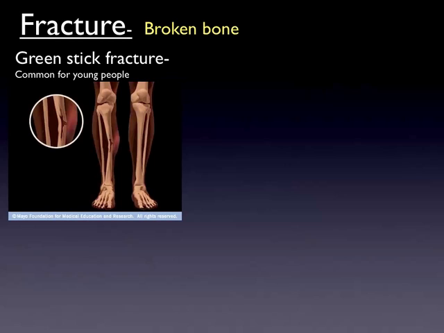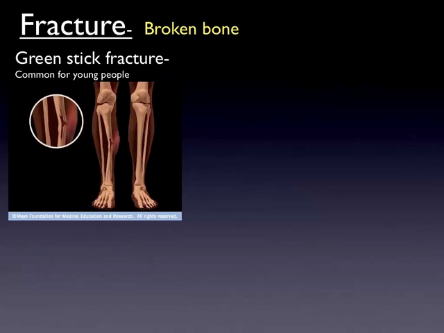And that sometimes happens to people. For example, this person has a green stick fracture of the tibia, where it's not broken cleanly. Some of the bone is still connected, but there is that fracture there. And that happens often in younger people.